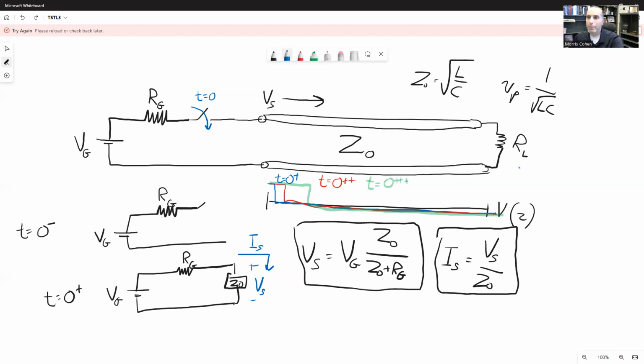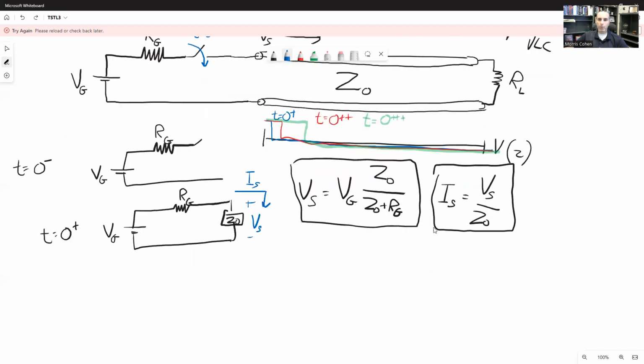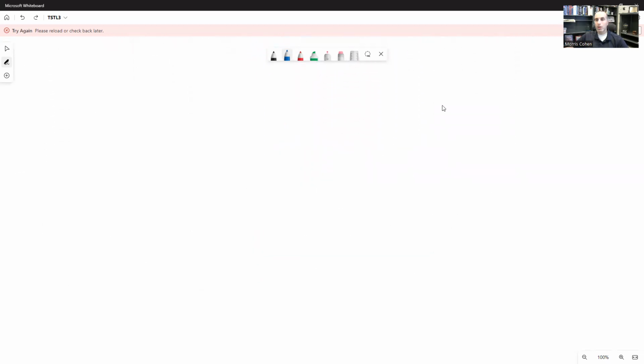So let's consider what happens to this wave when it reaches the load. We're going to start out with a simple case of what if the load is an open circuit? There's no load, there's no resistor. It just ends with 2 wires that stick out and a big bowl of nothing. All right, so let's go back to the model for a transmission line.